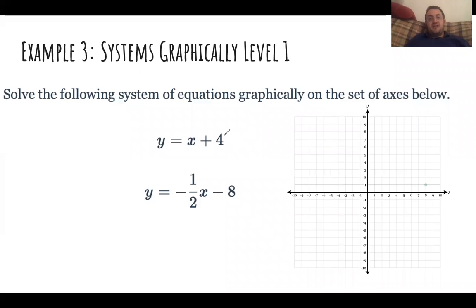And what we see here, I like to interpret my y equals mx plus b. So our slope on this first equation is 1. And then our y-intercept is going to be 4. And then I'm just going to go find 4. And I'm just going to draw a line that has a slope of 1. Connect the dots like that.